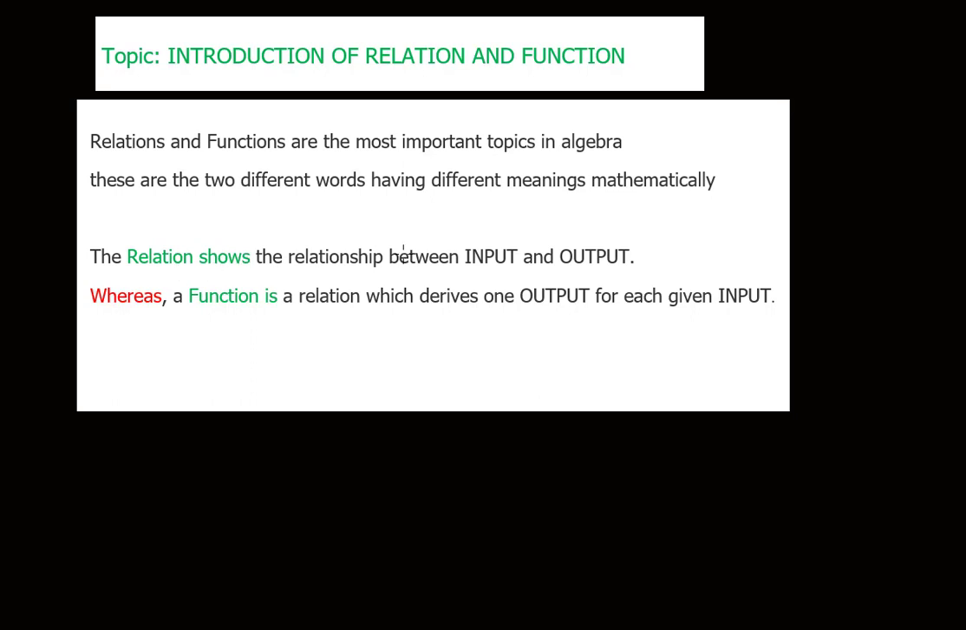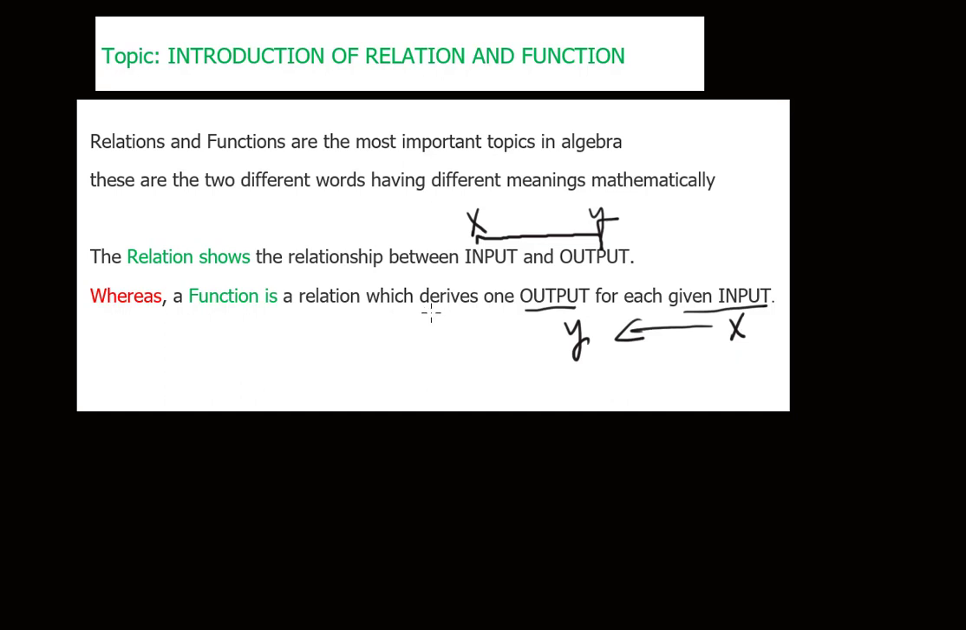A relation shows the relationship between input and output, where the input is the x value and the output is the y value. But a function is a relation which derives one output for each input. So every x value will associate with only one y value. If one x value associates with two different y values, then it's not a function. It might be a relation, but it's not a function.